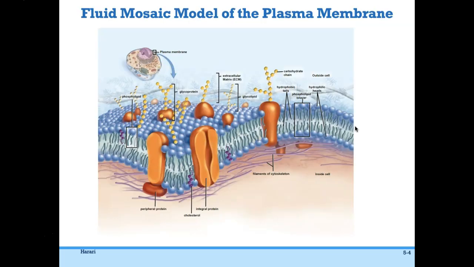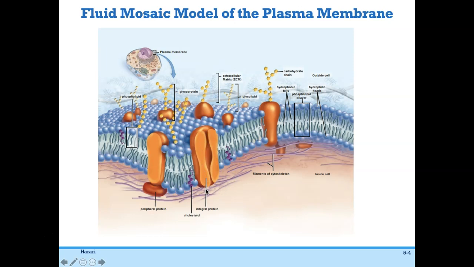So here's a nice image of the fluid mosaic model. Primarily, we have the phospholipid bilayer. Here we have some integral proteins, integral membrane proteins. Here's a peripheral membrane protein. Here we can see some cholesterol. Inside of the cell is the cytoplasm. And sometimes the cytoskeleton helps anchor these integral proteins into place.